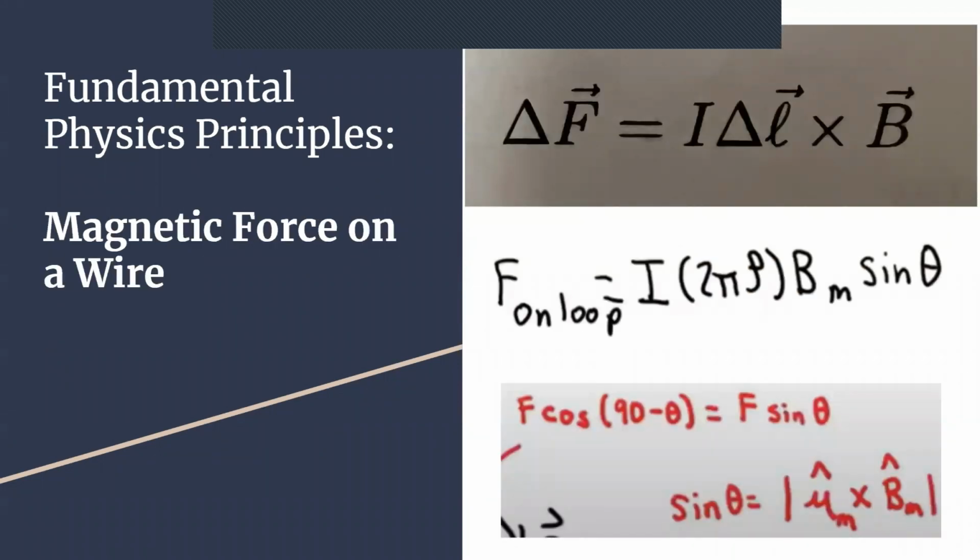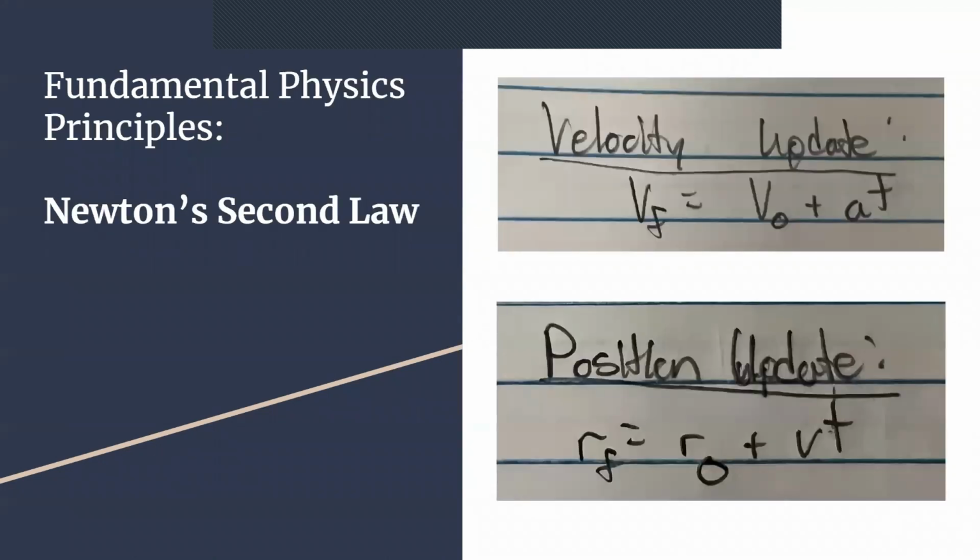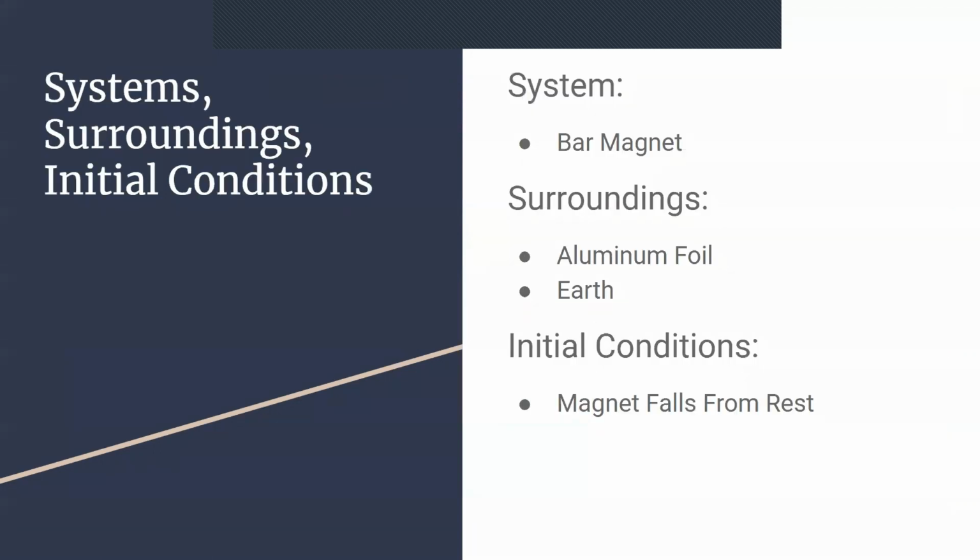With the formula shown, we can calculate the magnitude of magnetic force on the magnet. Finally, with the position and velocity update formulas, we can accurately determine where the magnet is within the aluminum foil for a given time, as well as calculate its velocities. The system this assumes is a bar magnet. The surroundings are aluminum foil and the earth, and the initial condition is that the magnet falls from rest.